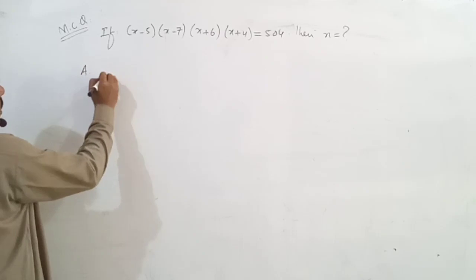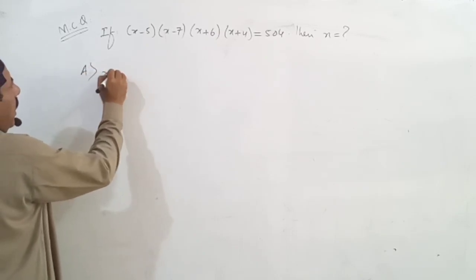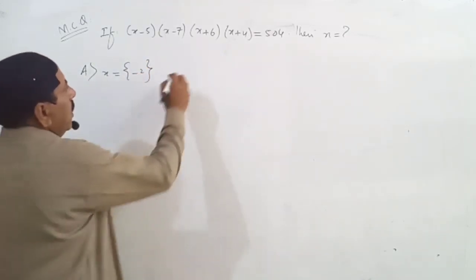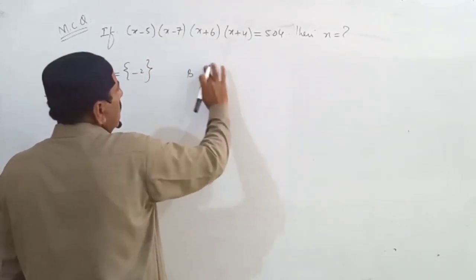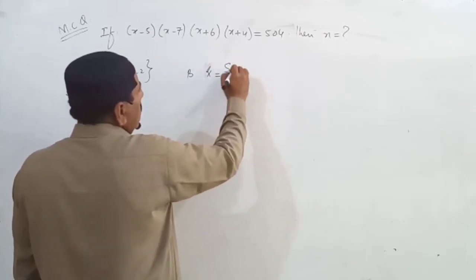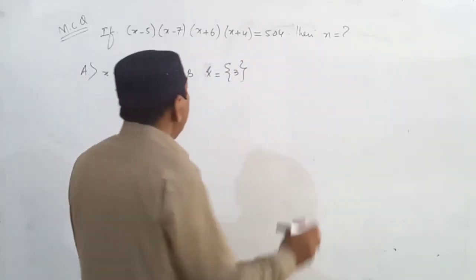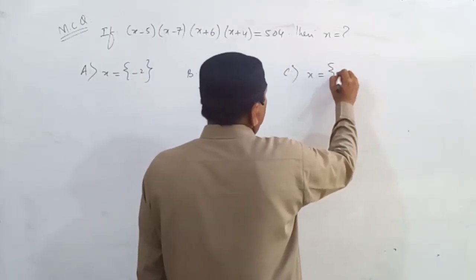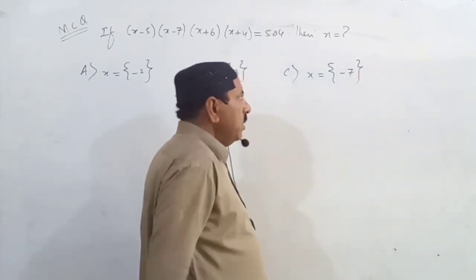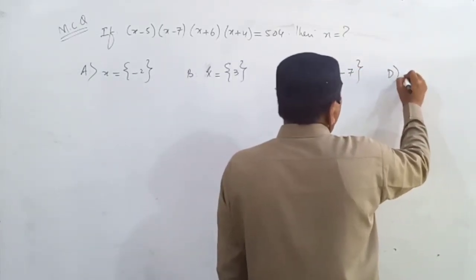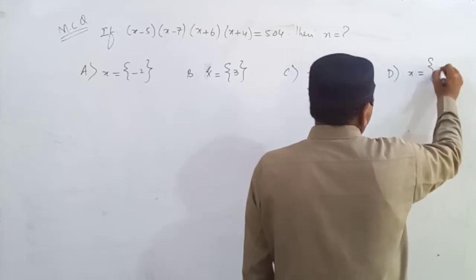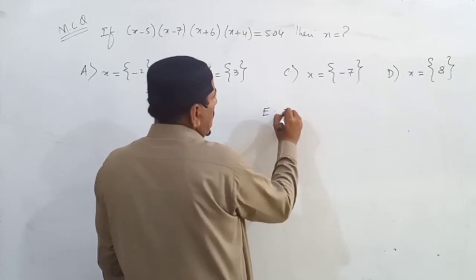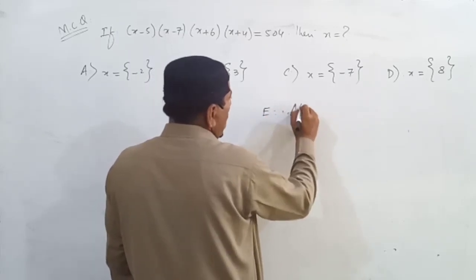A is the option that x is equal to minus 2. B is the option that the value of x is equal to 3. C is the option that the root for x is equal to -7. D is the option root of x is equal to 8. E is the option, all of these are correct.